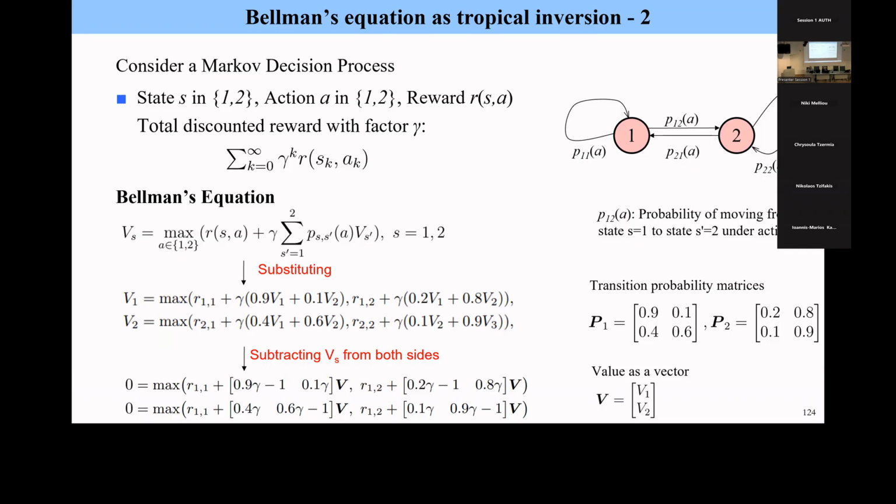So now, suppose let's say we write out the Bellman equation for state 1 and for state 2. And we observe that if we subtract this value function from both sides, then we end up with these two equations at the bottom, which can take a form of a hybrid linear max plus product.